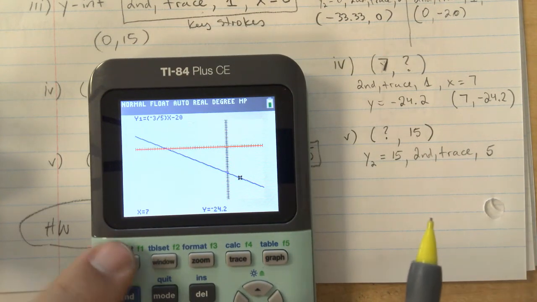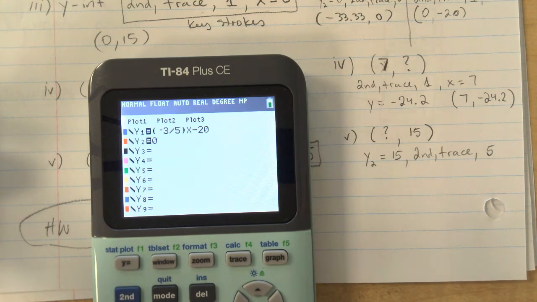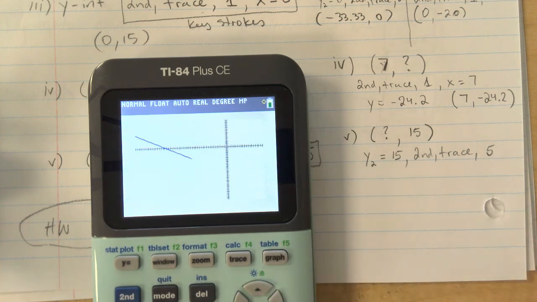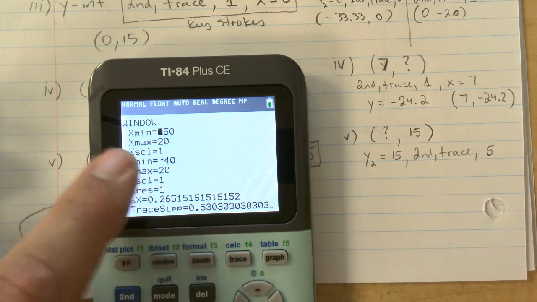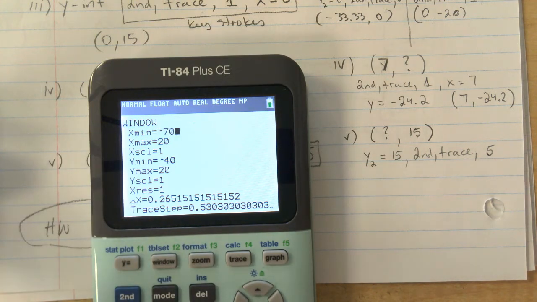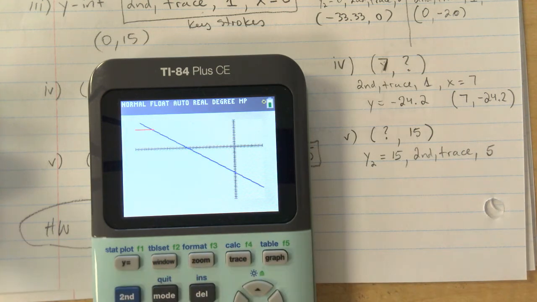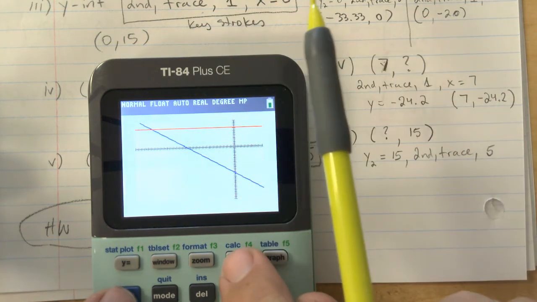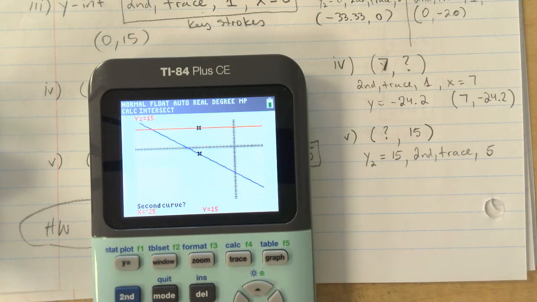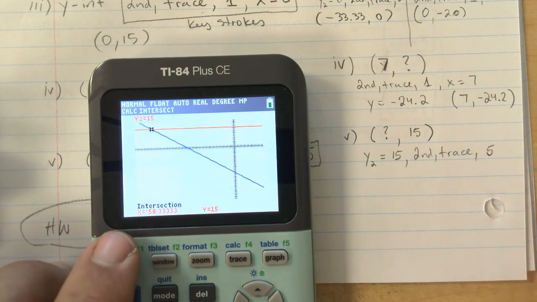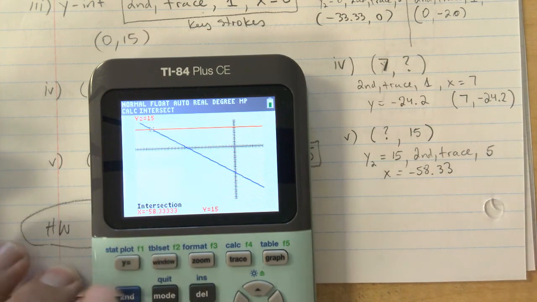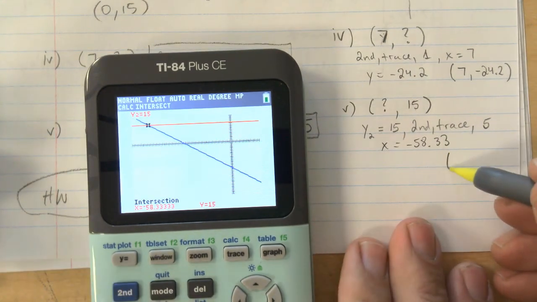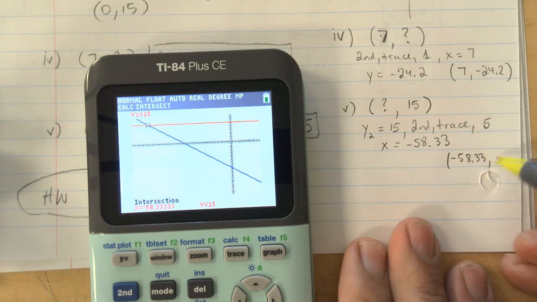So let's grab our calculators, go to y equals, and I'm going to just replace the 0 line with a 15 line. Is it going to be on my screen? Nope, it's not on there. So what do I need to do? Window, right? X min is negative 50. Well, guess what? It's going to have to be negative 70 or something like that. And there it is. Now I can go second trace 5, close your eyes and hit enter 3 times, right? Isn't that fun when you don't have to think, right? And so x is equal to negative 58.33, right? So what did you just find? You found the point negative 58.33, 15.